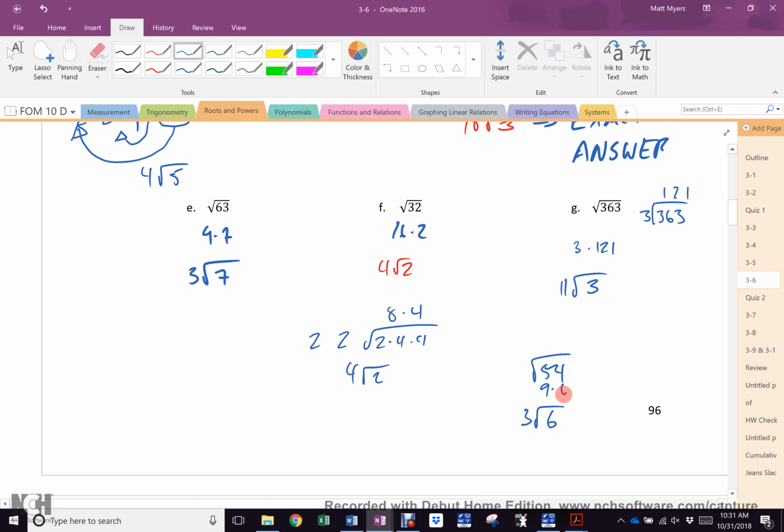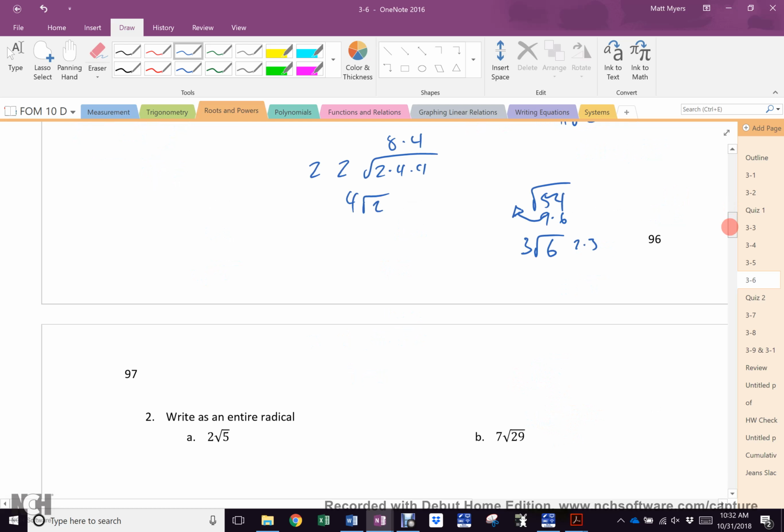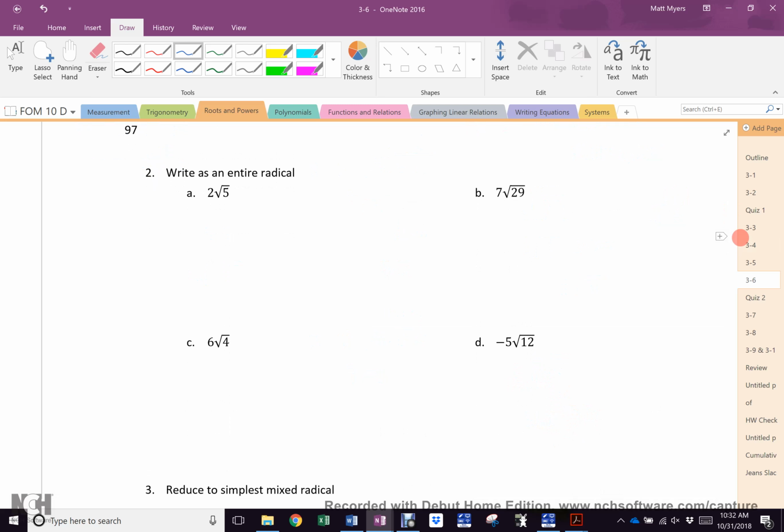This is 9 times 6. What's the square root of 9? 3. So out comes a 3. You got to leave a 6 under there because it's not a square. It's 2 times 3. Is there a pair of factors there? No. So you leave it as 6. Everybody good? Sweet.